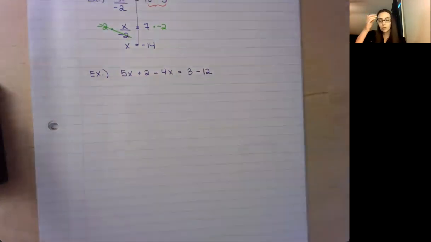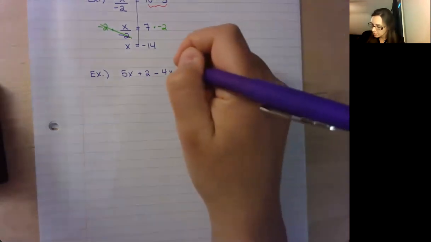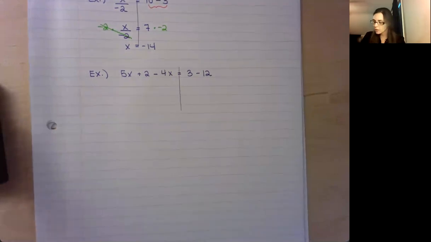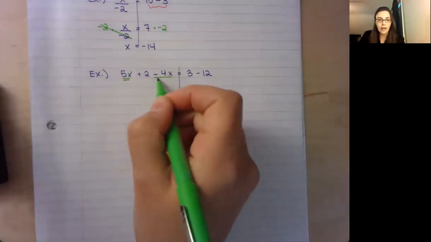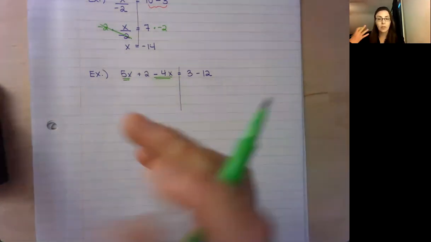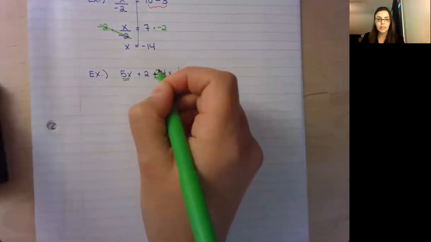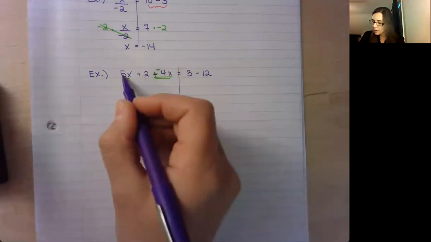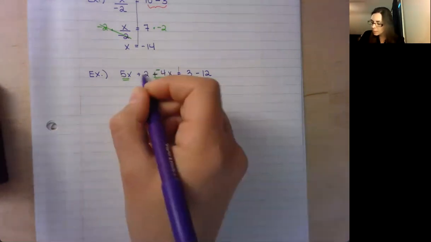So 5x plus 2 minus 4x equals 3 minus 12. I'm going to draw my line, and I'm going to clean up on each side of the equation. So on the left side here first, I do see a 5x and a minus 4x. I see like terms. Now, don't forget, if the subtraction signs are throwing you off, you can always change them to adding the opposite. So I can make that change here as well. 5 plus negative 4 is 1. So I have a 1x. And then I'm just going to bring down the plus 2.